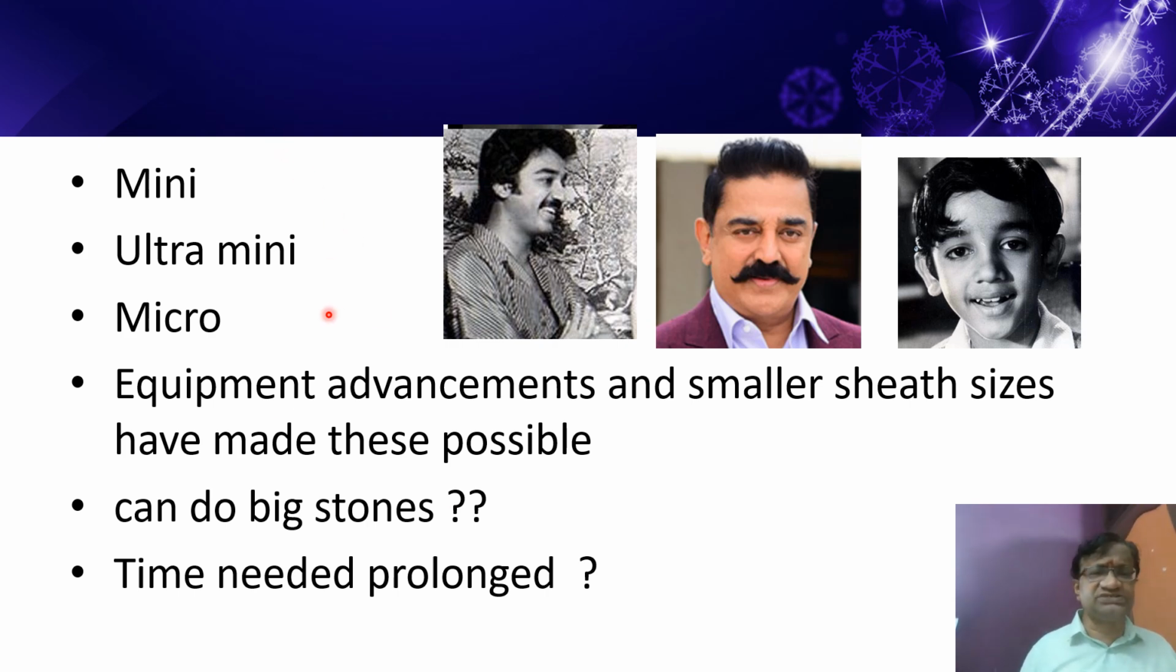Now there are a lot of things: micro, mini, macro, so many types of PCNLs. Equipment advancements, smaller sheath size. But we cannot do big stones, and sometimes the time needed to cut these stones may be more.